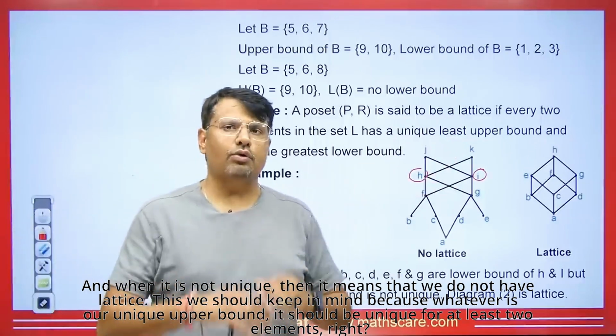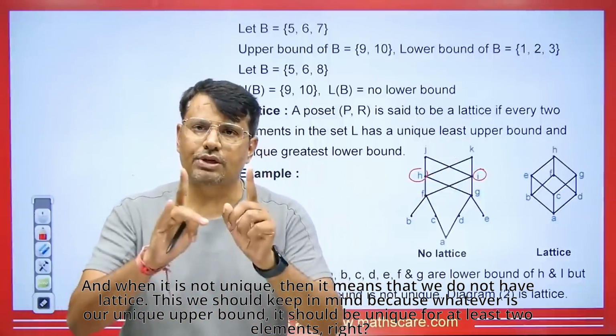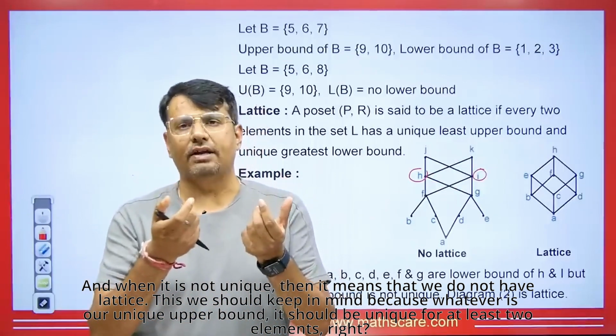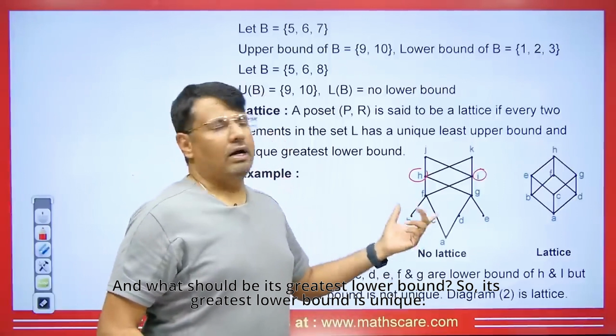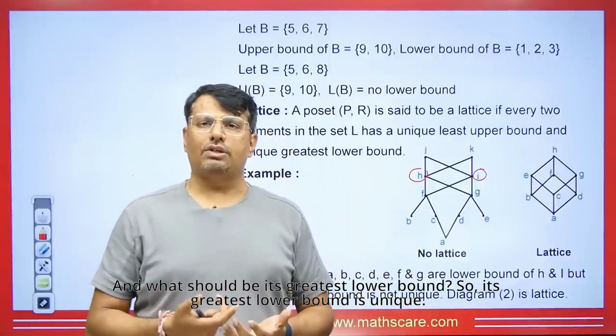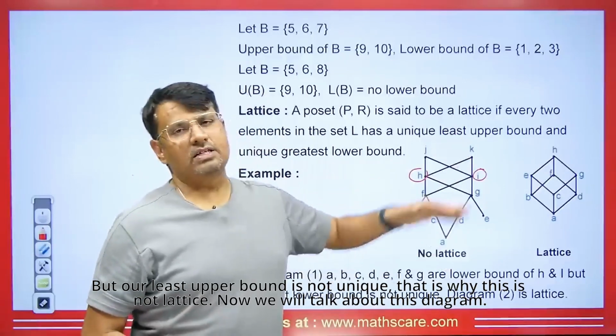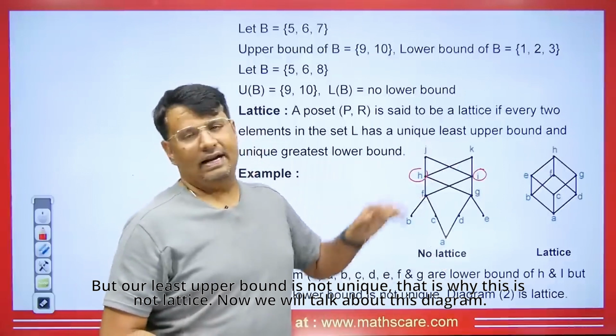This we should keep in mind, because whatever our least upper bound is, it should be unique for any two elements, right? And what about the greatest lower bound? Its greatest lower bound is unique, but our least upper bound is not unique. That is why this is not a lattice.